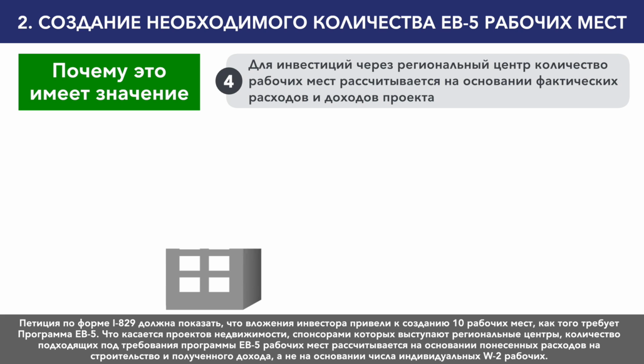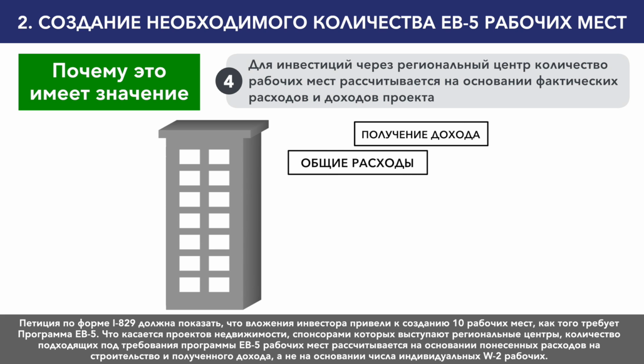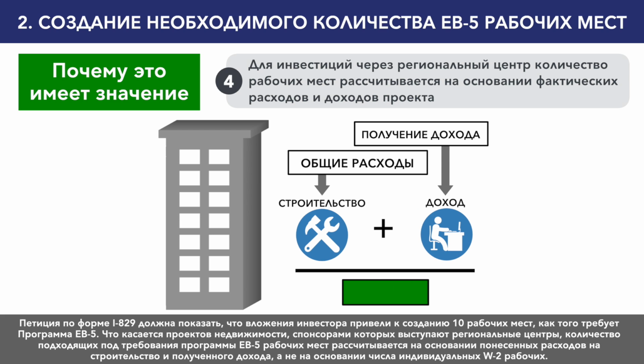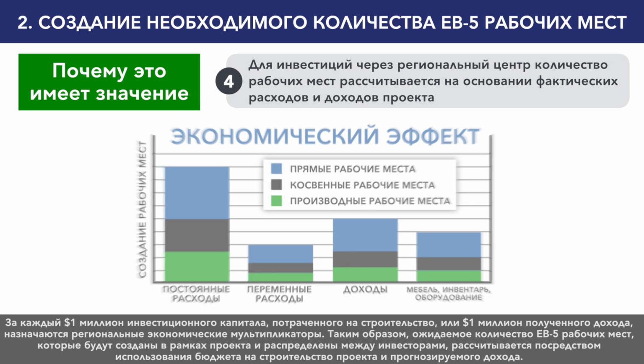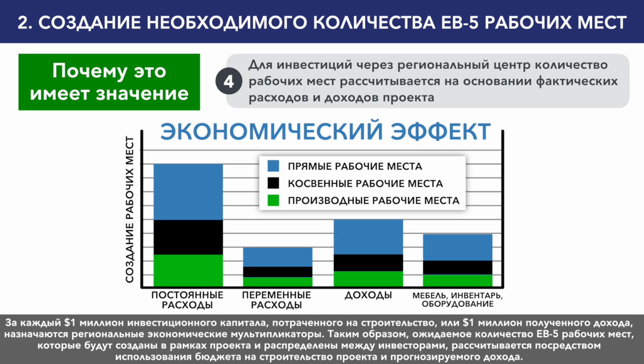For real estate projects sponsored by regional centers, the number of EB-5 eligible jobs created is based on construction expenditures and revenue generation, not on the number of individual W-2 employees. Regional economic multipliers are assigned for each $1 million of investment capital spent on construction costs or $1 million of new revenue creation.